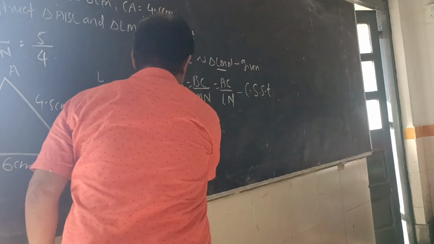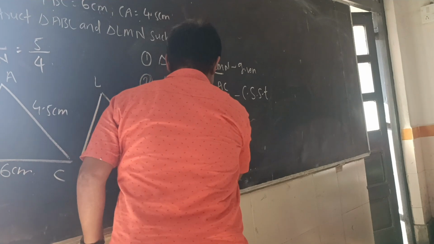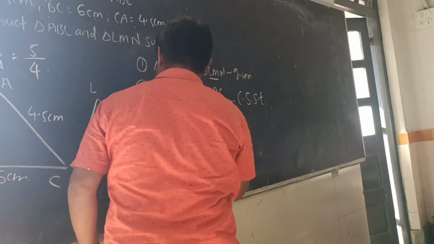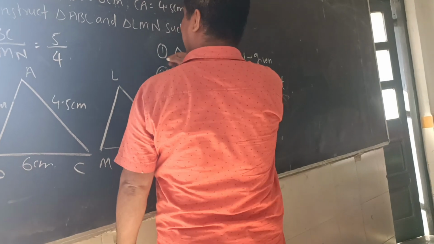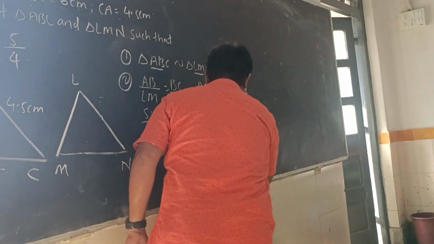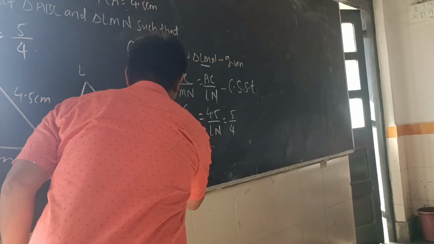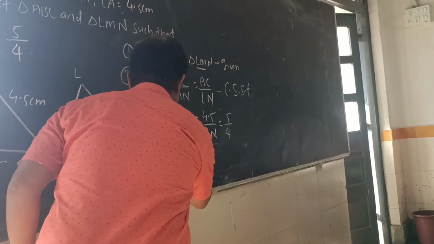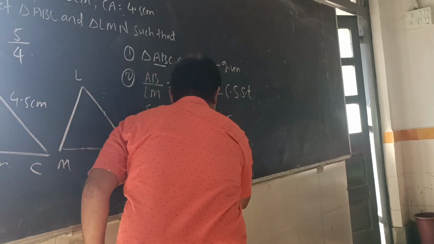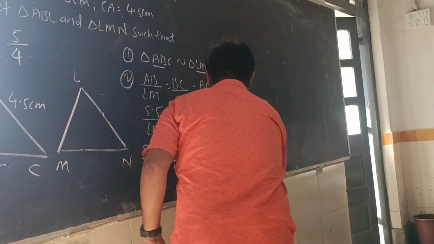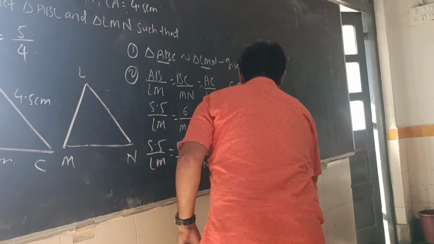AB value is given 5.5 upon LM, BC value 6 upon MN, AC value 4.5 upon LN, and the equivalent ratio which is given is 5 upon 4. Okay, now separate these ratios. 5.5 upon LM is equal to 5 upon 4. 6 upon MN is equal to 5 upon 4. And 4.5 upon LN is equal to 5 upon 4.